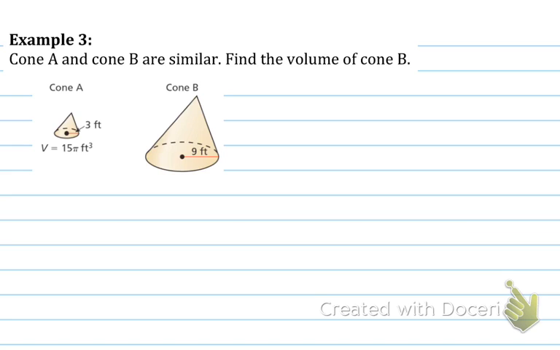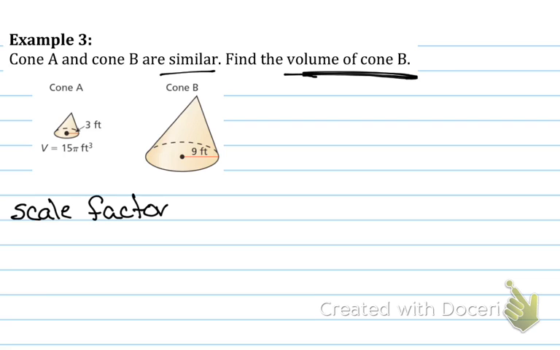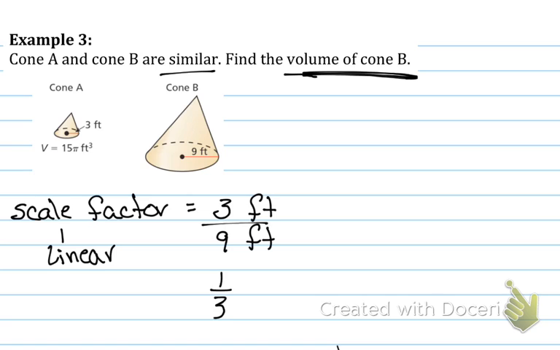Cone A and cone B are similar. We want to find the volume of cone B. So first of all, I know they're similar, which means I can find their scale factor. So let's see if we can find their scale factor. Again, this is going to be the linear scale factor. The small one's got a radius of 3, the big one's got a radius of 9, both feet. So the scale factor will go 3 feet to 9 feet, which simplifies into 1/3. So my scale factor here is 1 to 3. Okay. So that's my linear scale factor.